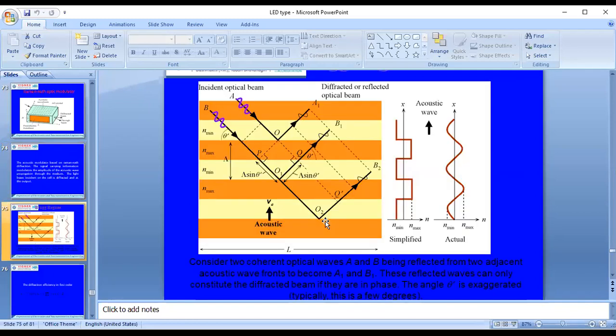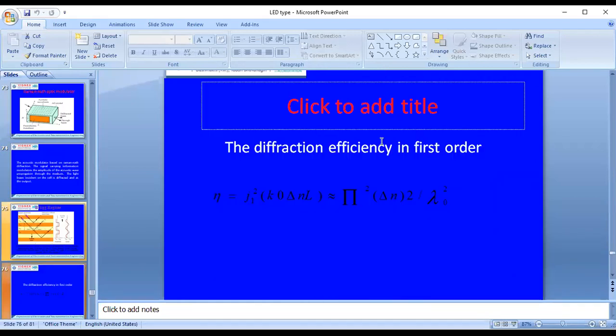Okay, whenever you consider the A and B beams, for example, incident on the medium, A and B are reflected and that reflection comes back. That reflection is the diffracted reflected light from adjacent acoustic wave fronts A and B. These reflected waves can only constitute a diffracted beam if they are in phase. The angle theta is exaggerated whenever the incident angle is the required angle.